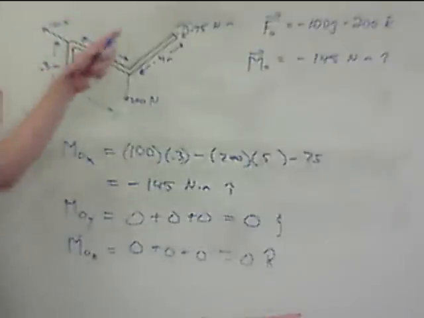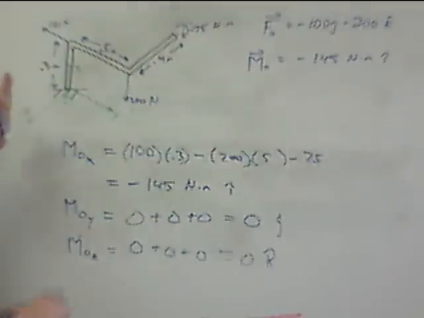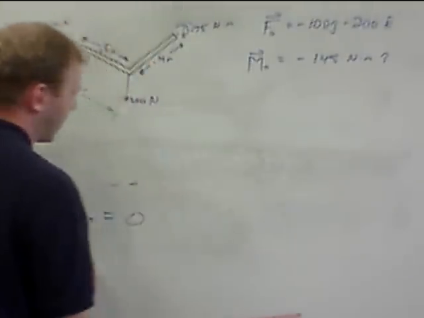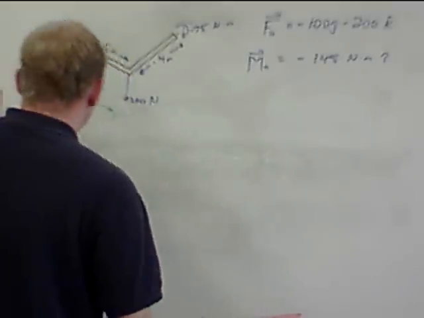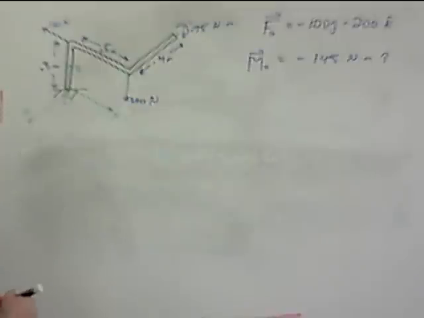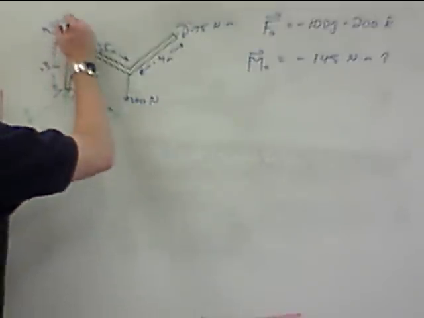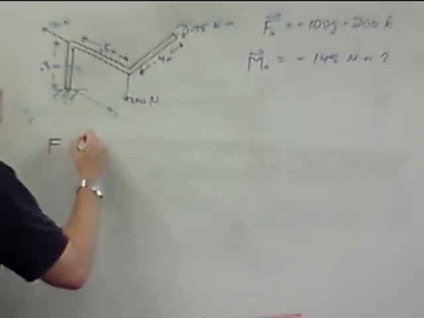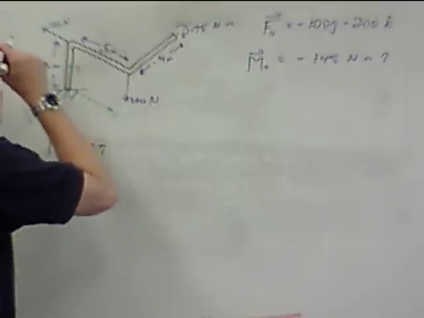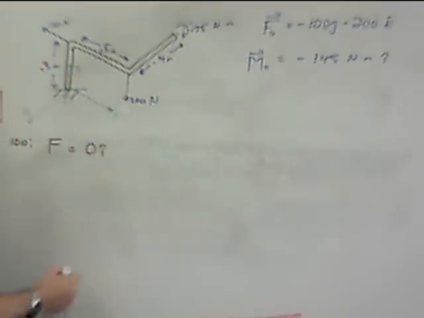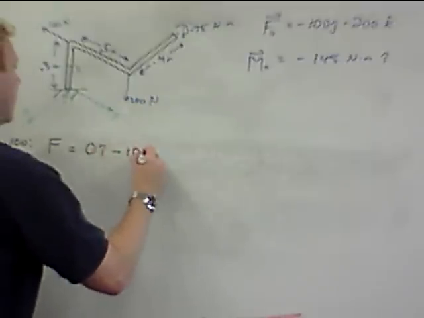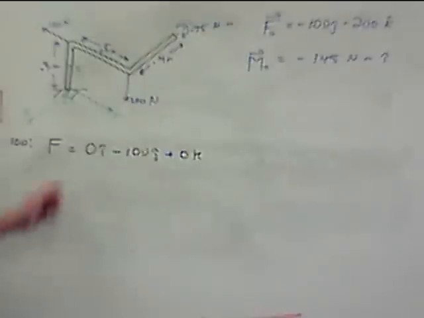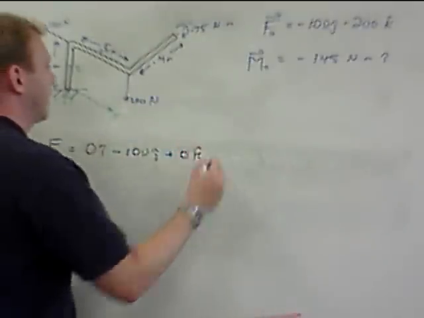Now, if this geometry was really confusing for you, if you have trouble envisioning where things are going to be causing rotation, you can always, always, always do R cross F to calculate each moment, which I'll show will give you the same answer. Okay, for this force, we have force equals 0I, this is the 100 Newton force, 0I minus 100J plus 0K. Nothing acting in the X or Z direction, it's only acting in the Y.